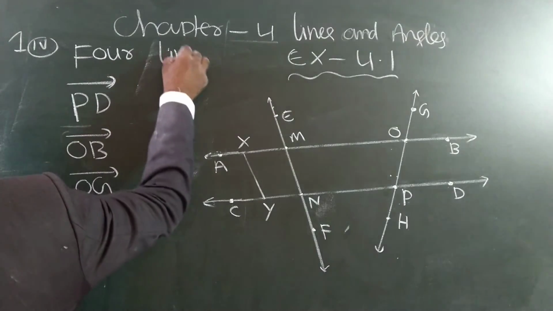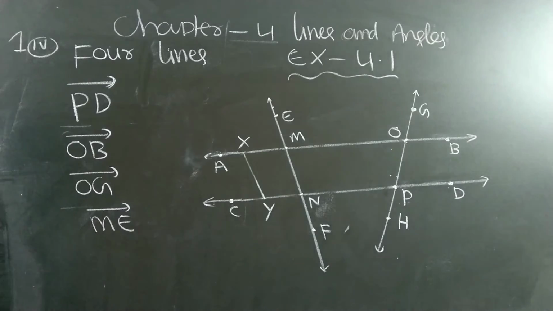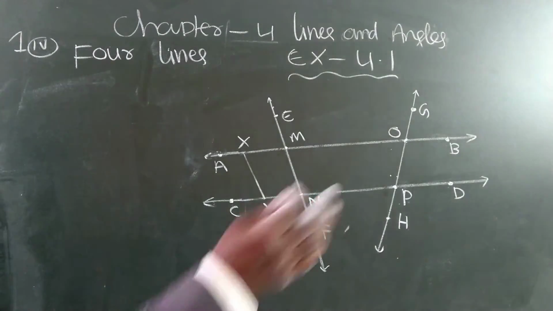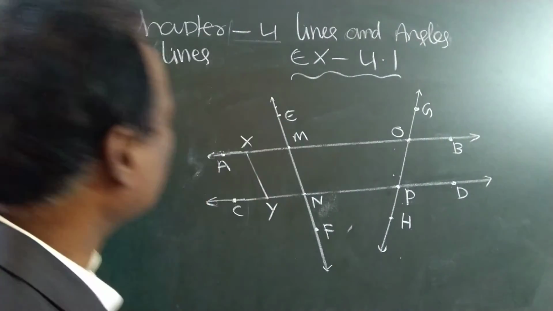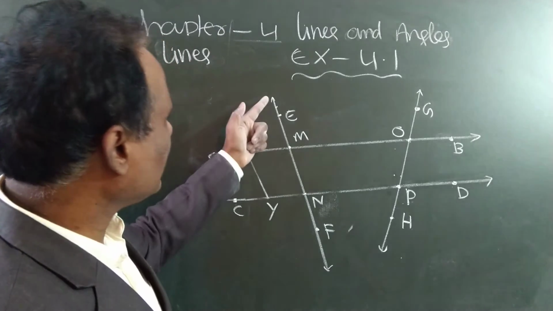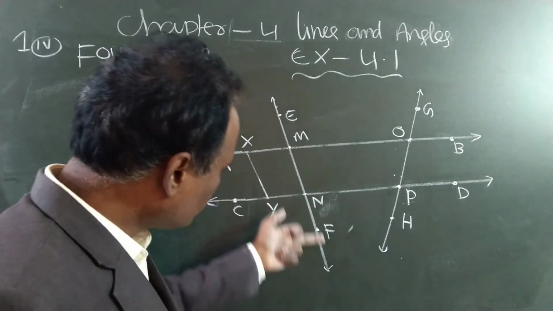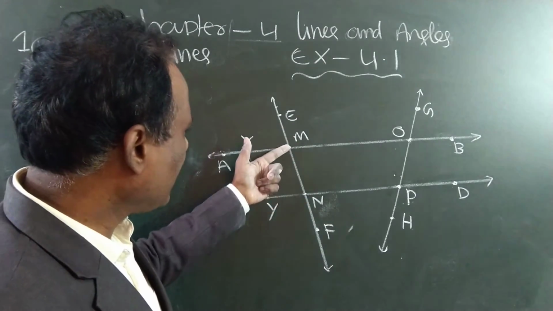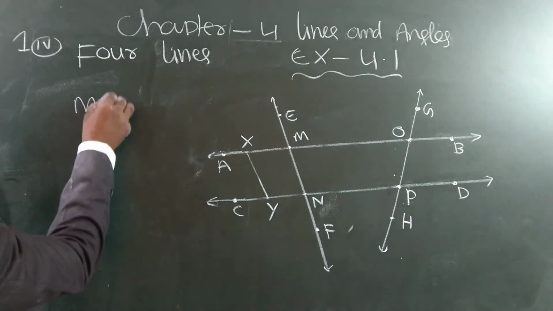Next bit, 4 lines. Students, you know I explained the line. Line will have arrow mark on both sides. See, this is the line, this direction, this direction. How to name this line? Any 2 points you take and name that line. Line MN. See here, MN is a line.